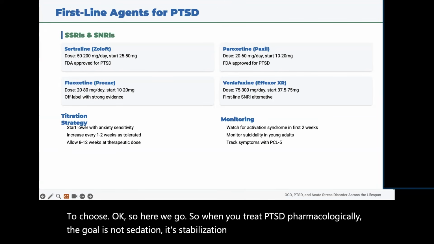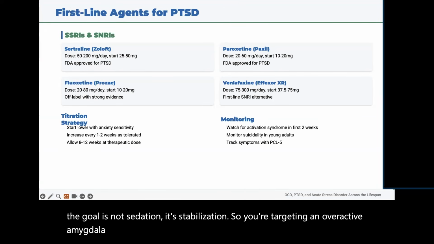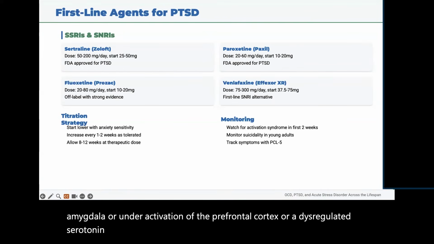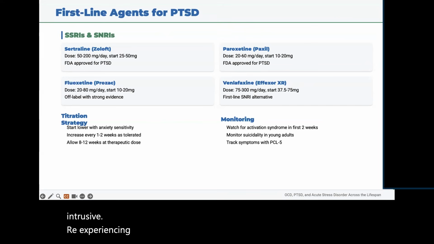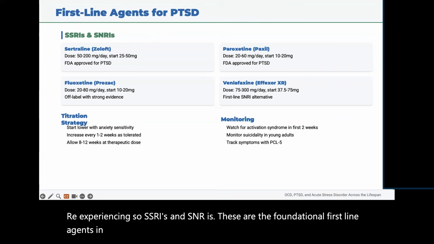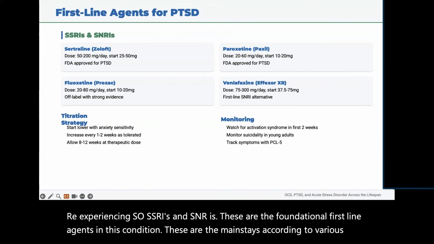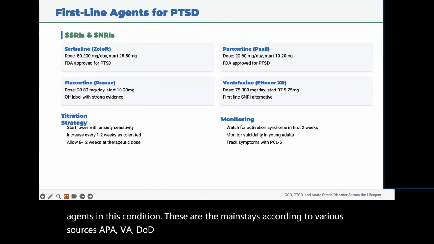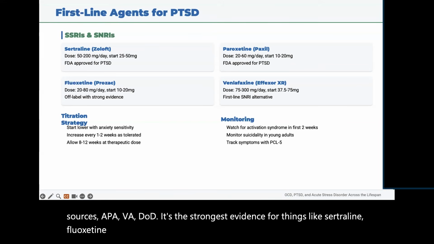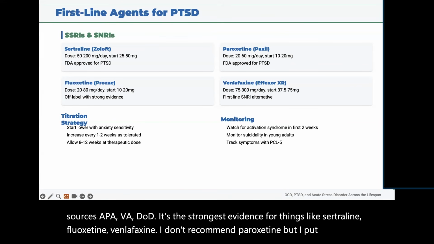So you're targeting an overactive amygdala, or underactivation of the prefrontal cortex, or dysregulated serotonin-norepinephrine signaling that's driving this hyperarousal and intrusive re-experiencing. So SSRIs and SNRIs are the foundational first-line agents in this condition. These are the mainstays. According to various sources, APA, VA, DOD, the strongest evidence is for things like sertraline, fluoxetine, venlafaxine. I don't recommend paroxetine, but I put it on there because people are still on it.